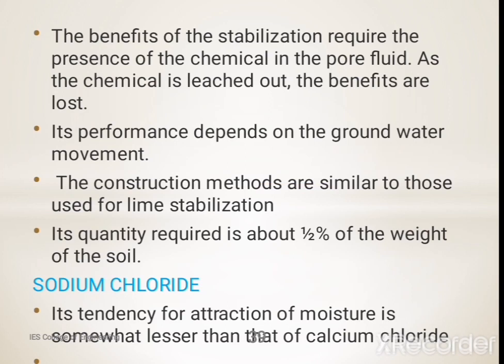Its performance depends on the groundwater movement. The construction methods are similar to those used for lime stabilization. Its quantity required is about 0.5% of the weight of the soil. The next chemical is sodium chloride. Its tendency for attraction of moisture is somewhat lesser than that of calcium chloride.